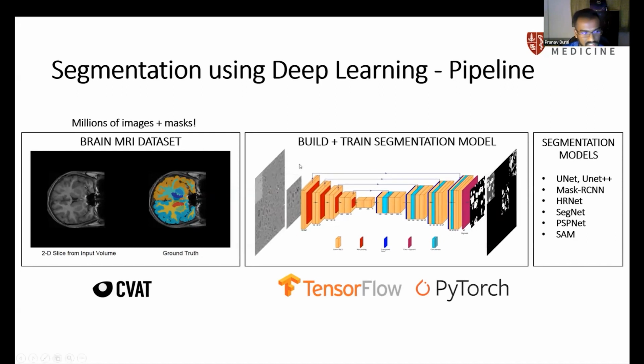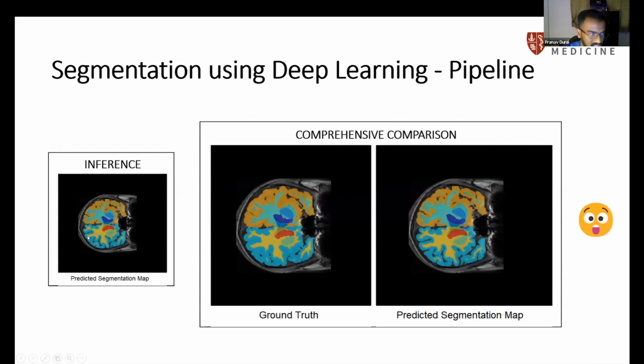Now you pass this to a segmentation model. You build this model using AI frameworks like TensorFlow and PyTorch, and you train these models with millions of images of your particular data set with ground truth masks on top of it. There are a lot of segmentation models currently available. You have UNet, UNet++, Mask RCNN, which is shown here, HRNet, SegNet, PSPNet, and SAM. SAM is the one we'll talk about in this presentation. After you train your model, this is the inference, the prediction from the model itself.